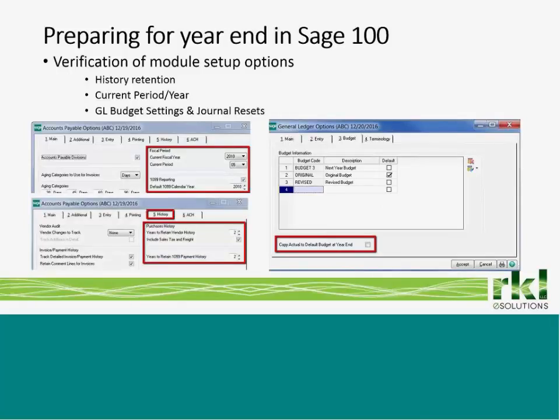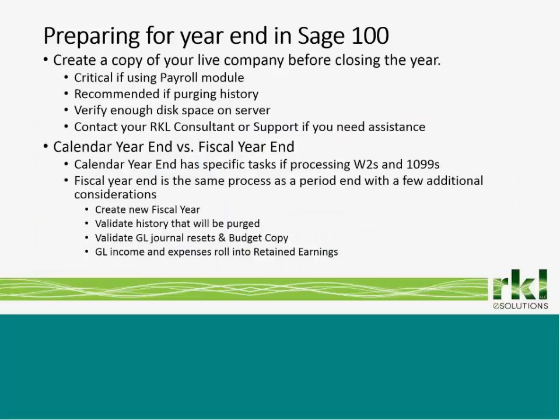I mentioned earlier about creating a copy of your live company. If you have the payroll module, it is critical that you create a copy of your live company, at least the payroll module and the GL, at year end so that you have a copy of the numbers at that point in time. When you run the payroll year end, it's actually going to clear out your employee quarter to date and year to date values. So you want to make sure you have a backup so you'll have that information for your W-2s and for your ACA reporting. If you're going to be purging history, we would recommend that you make a copy.